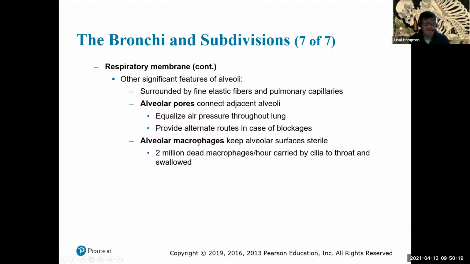We also have macrophages helping to keep the alveolar surfaces sterile. This is a type of white blood cell, the macrophages, and they help keep the alveoli sweet and clean. The dead ones are carried by cilia to the throat, and you either swallow them and digest the goodness right back into your body, or you blow it and sneeze it out.